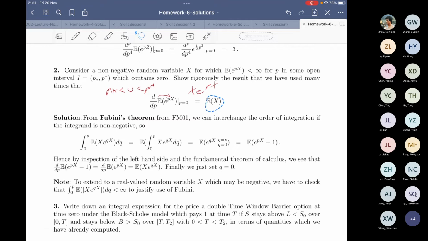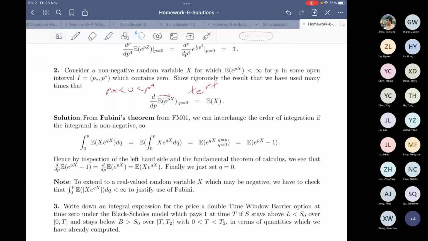It uses something called Fubini's theorem from FMO1, which essentially gives a condition on when you can interchange integrals. Have you discussed Fubini's theorem in FMO1? Not yet, I don't think. Okay, it doesn't really matter.